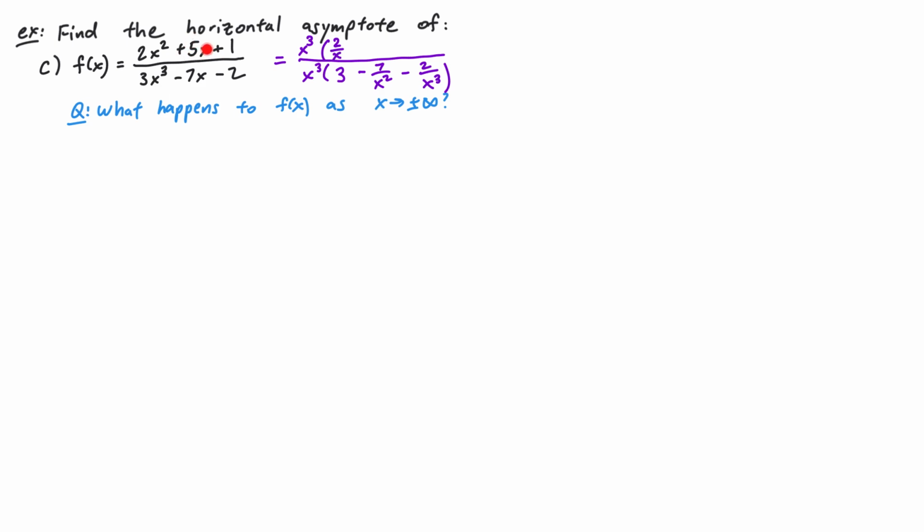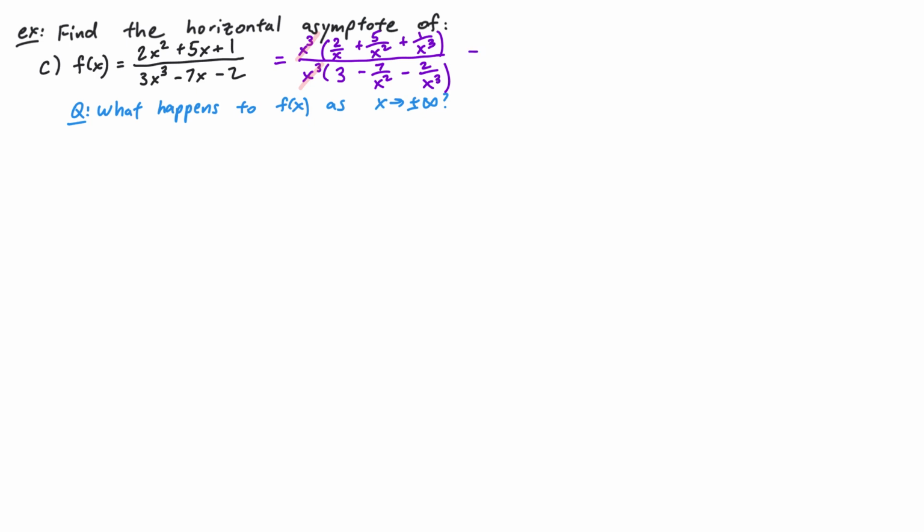If we have 5x divided by x cubed, we're going to be left with plus 5 over x squared. And then lastly, 1 divided by x cubed gives me 1 over x cubed. Since we're interested in the end behavior, we're going to be plugging in x values that get larger and larger. And so we're not going to be plugging in x equals 0, which means I can cancel out these x cubes from both the top and the bottom.